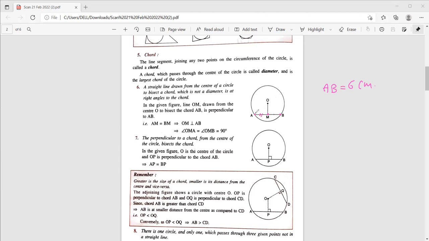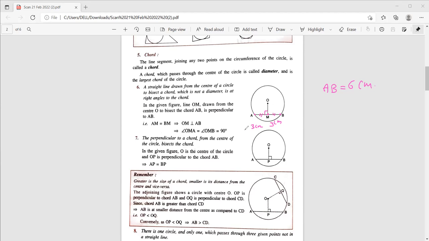Now you know that AM will be 3 centimeter and BM will also be 3 centimeter. They both are equal. AM equals BM. So what you can say is that segment OM, the line from the center of the circle, is bisecting the chord. And remember, whenever this happens, it is found that the line segment is perpendicular to the chord.